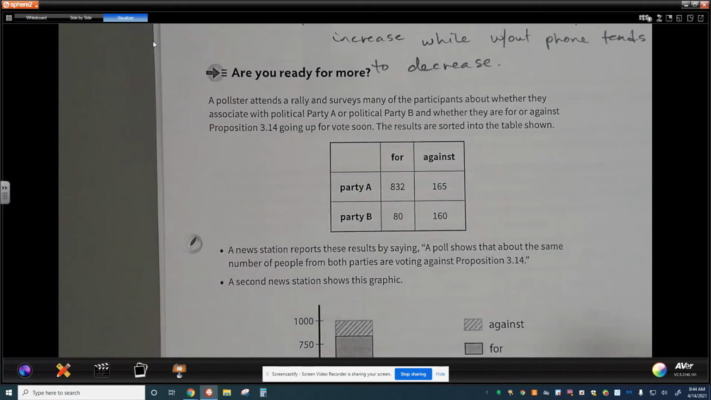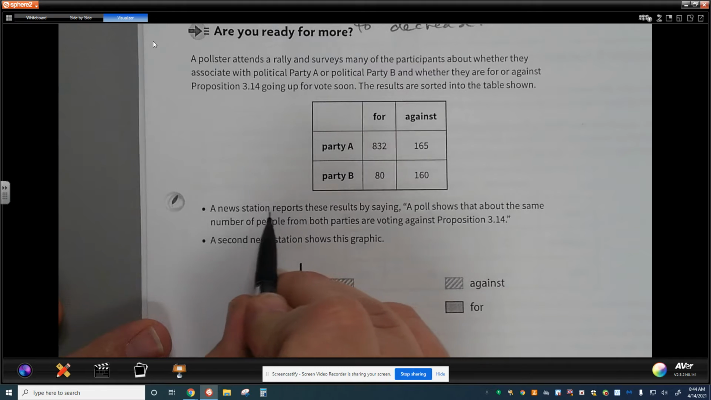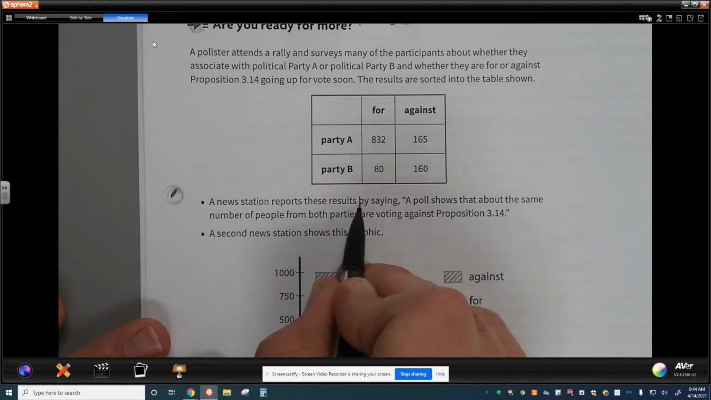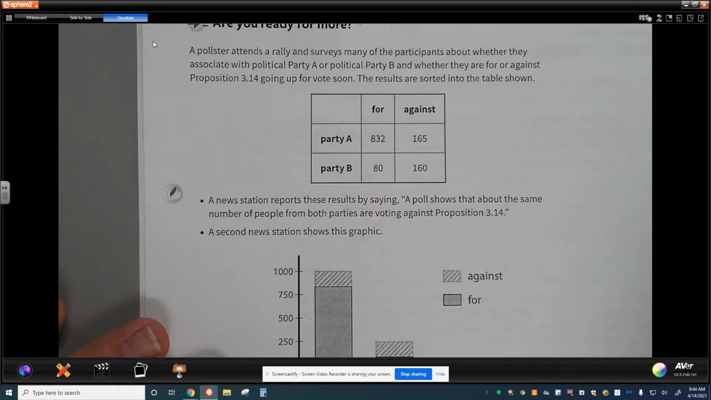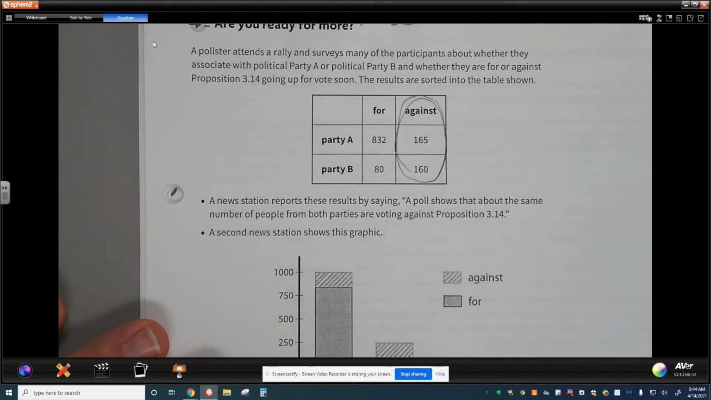Now, we don't always do these, are you ready for more? But here's one I think would be an interesting piece. A pollster attends a rally and surveys many of the participants about whether they associate with political party A or political party B, and whether they are for or against Proposition 3.14 or Proposition 314 going in this voting soon. The results are sorted into the table shown. One news station reports these data by saying a poll shows that the same number of people from both parties are voting against. So we look at this and we see that that's pretty true. 165 for party A, 165 for party B.